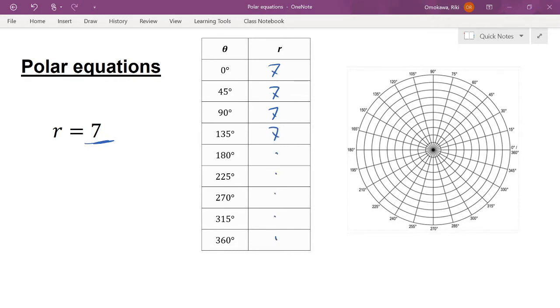And that means for every angle, we have a radius of 7. So 7's here, 7 there, there, there, there. And it makes sense. Basically, it's saying the radius, the distance from the center, is always 7. Well, that's the set of these points. All the points whose distance is 7 away from the center. I need to get better at drawing circles. So that's how polar equations work when r equals a constant.